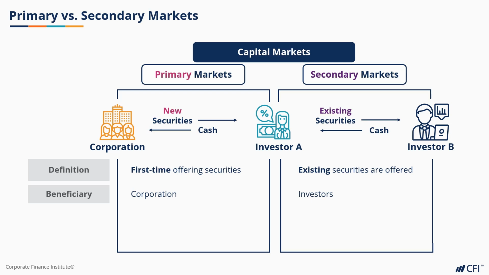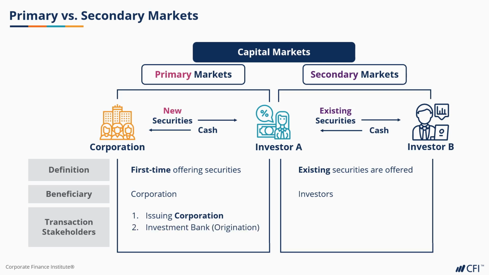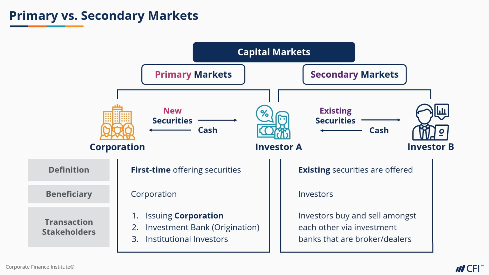Taking those two concepts together, we see that the transaction stakeholders in primary markets are 1. The issuing corporation, 2. The investment bank's origination team, and 3. The institutional investors that are going to buy the new issue and give the corporation money. In secondary markets, we see that the corporation is taken out of the equation, and it is just the investors that buy and sell amongst each other, placing their trades through broker-dealers, which we will discuss is effectively an investment bank's sales and trading team.